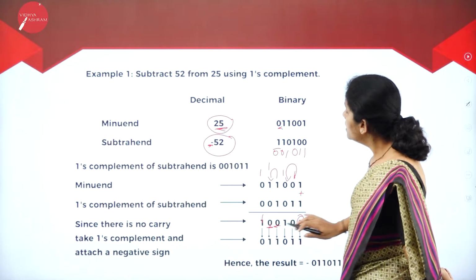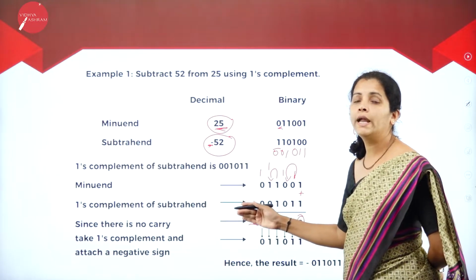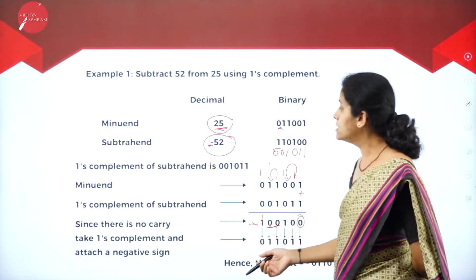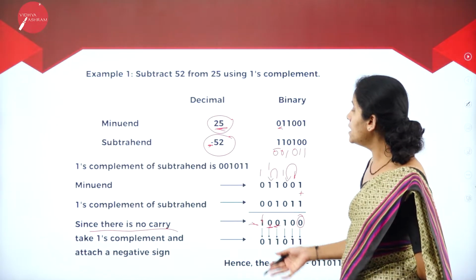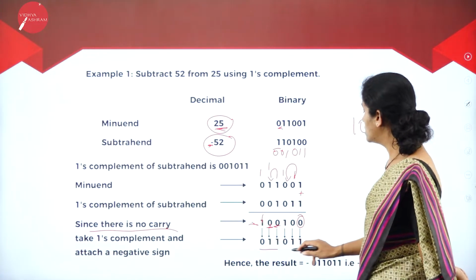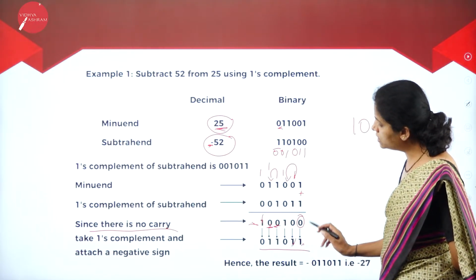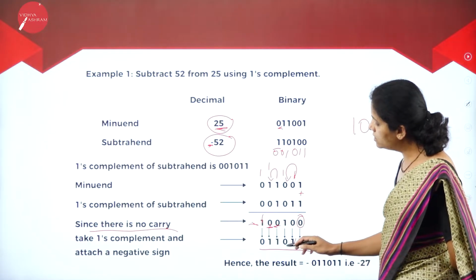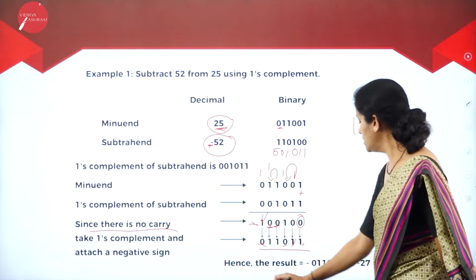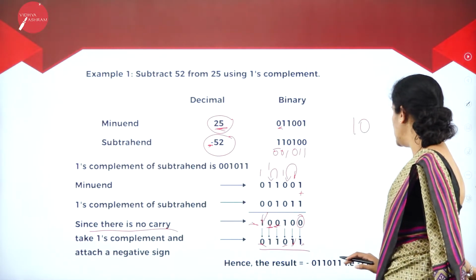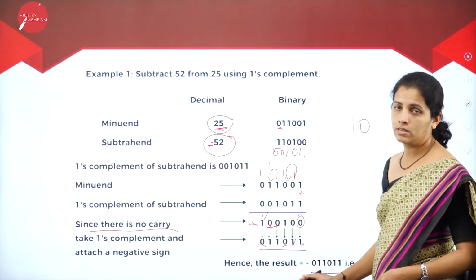Now here if I consider this final result, I'm not going to get any carry. So since there is no carry, what I will do? I'm going to take the ones complement of the result. So 0, it is nothing but 1. 0, it is nothing but 1. Ones complement, if I consider 0, then 1, 0, 1, 1, 0. Since the result is minus 27. So this is my final result.